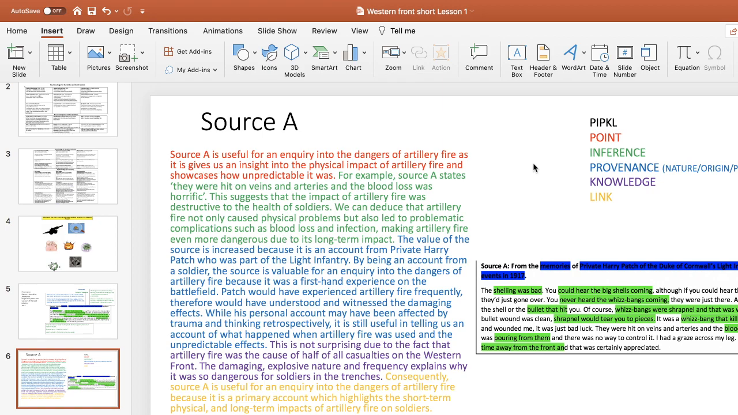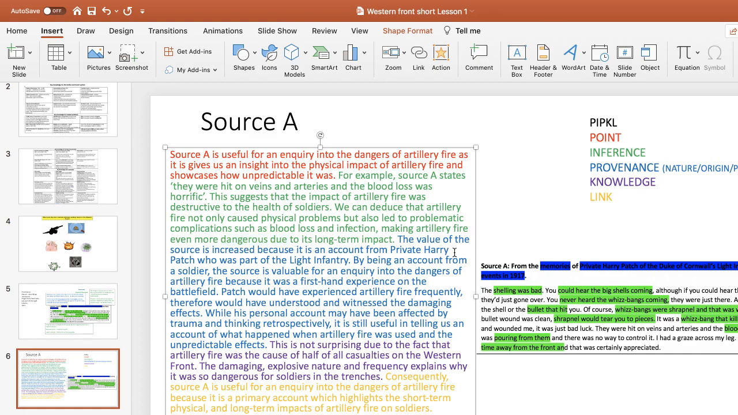Source A is useful for an inquiry into the dangers of artillery fire, as it gives us an insight into the physical impact of artillery fire and showcases how unpredictable it was. That's something I've learned based on the content of the source. For example, source A states they were hit on veins and arteries and the blood loss was horrific. This suggests that the impact of artillery fire was destructive to the health of soldiers. We can deduce that artillery fire not only caused physical problems, but also led to problematic complications such as blood loss and infection, making artillery fire even more dangerous due to its long-term impact. Notice how I refer to it being dangerous because I'm trying to link back to the question, which is asking me, how is this useful for telling me about the dangers of artillery fire?